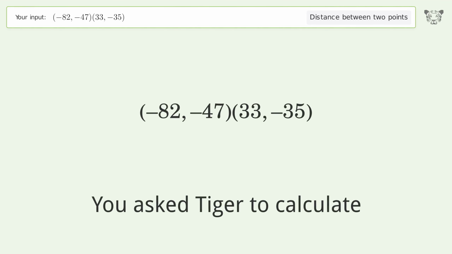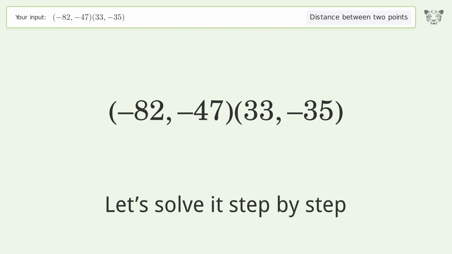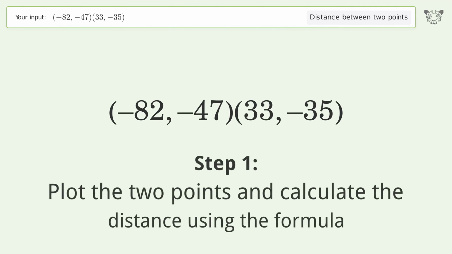You ask Tiger to calculate. This deals with the distance between 2 points. The distance between the 2 points is the square root of 13,369, or 115.624. Let's solve it step by step. Plot the 2 points and calculate the distance using the formula.